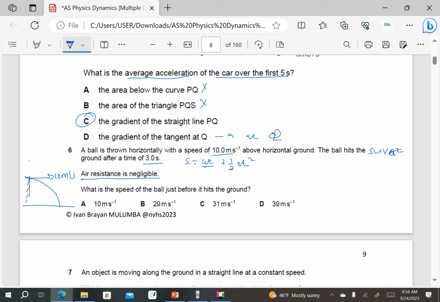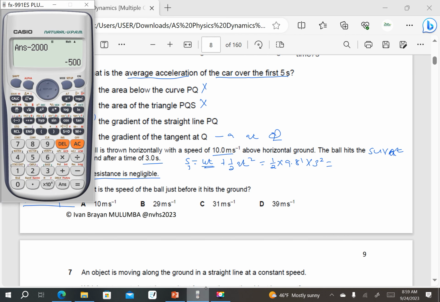You remember this part, initial velocity is 0 in the vertical. If I consider vertical motion, initial velocity is 0. Acceleration in the vertical is 9.81. So this is going to be a half times 9.81, then times t, which is 3, but squared.